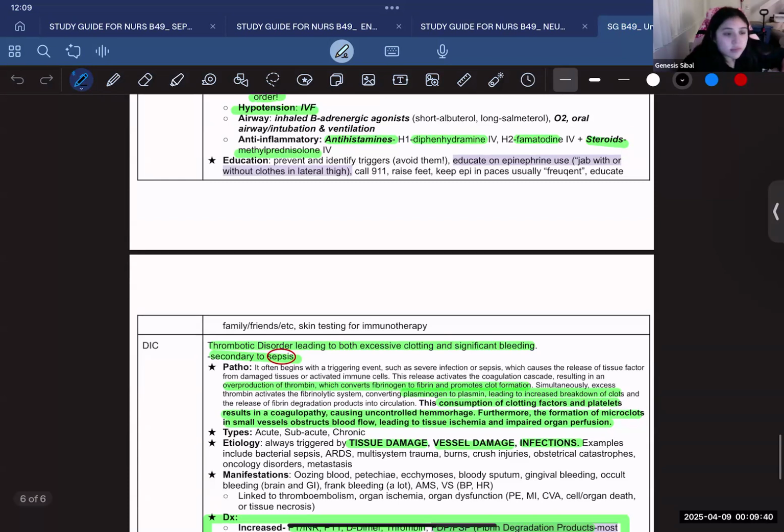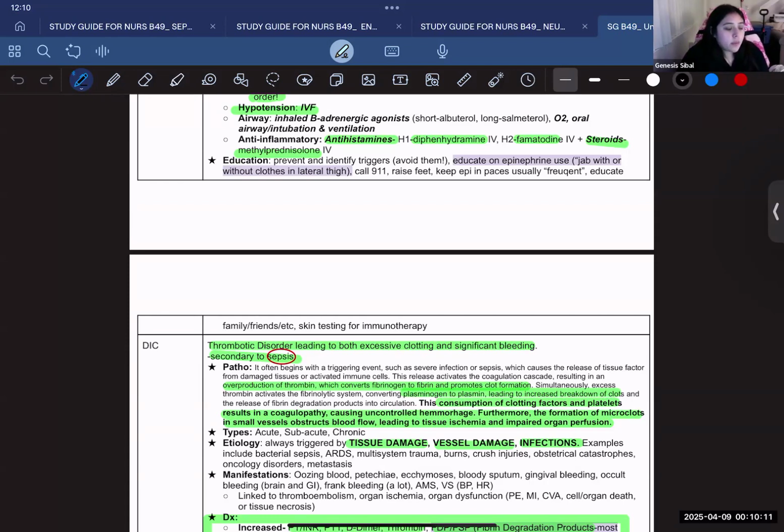And then education: don't go near the things that are triggering you. If you're allergic to nuts, don't eat them. Educate on epinephrine use. You can jab it with or without your clothes on, and the lateral thigh is probably the easiest. And remember those differences between the orange and the blue, and your blue goes to the sky. So call 911 if they need it. You raise the feet. That helps. Raising their feet also helps with the blood pressure and what's going on with the hypotension.